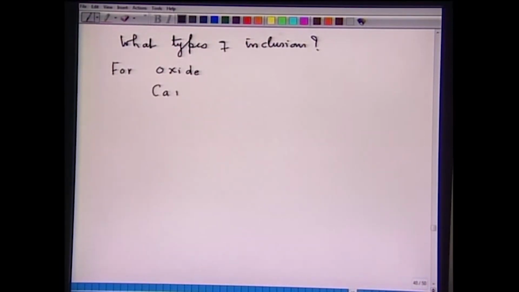calcium is the most effective element because calcium has a very high affinity with oxygen. Also, mish metal, which is an alloy of cerium and lanthanum, can be used, but calcium is more powerful and hence calcium is used for modification of Al2O3 inclusions.